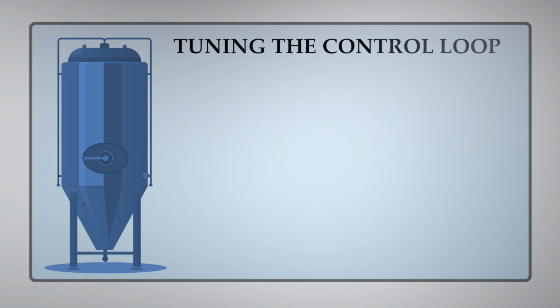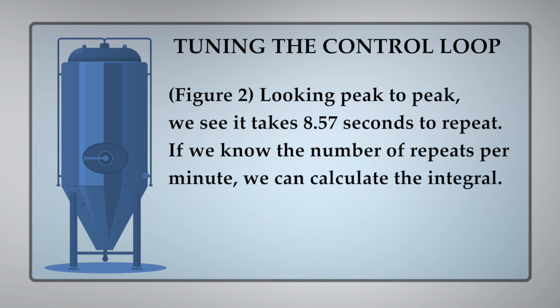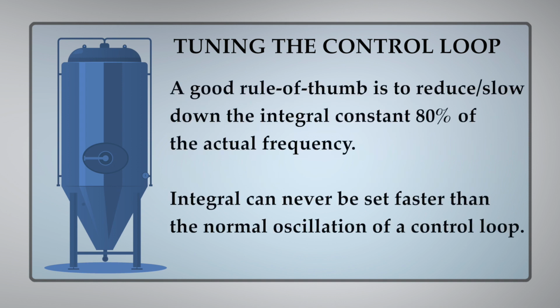In order to tune the control loop, we need to know an appropriate value for the integral to enter into the PID. One way to do this would be to temporarily increase the gain, causing the level to oscillate. In Figure 2, looking peak to peak, we see that it takes 8.57 seconds to repeat. If we know the number of repeats per minute, we can calculate the integral. A good rule of thumb is to reduce the integral constant to 80% of the actual frequency. Integral can never be set faster than the normal oscillation of the control loop.